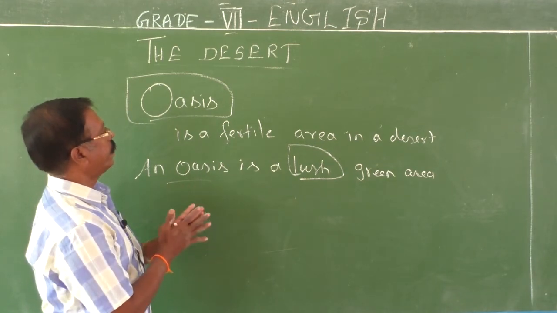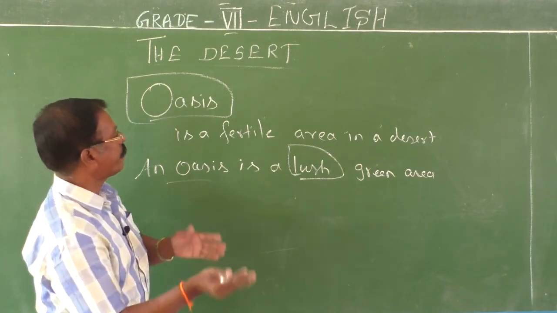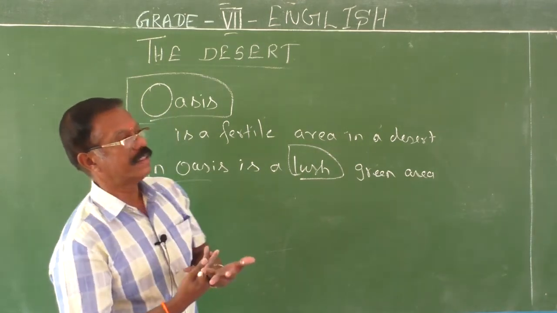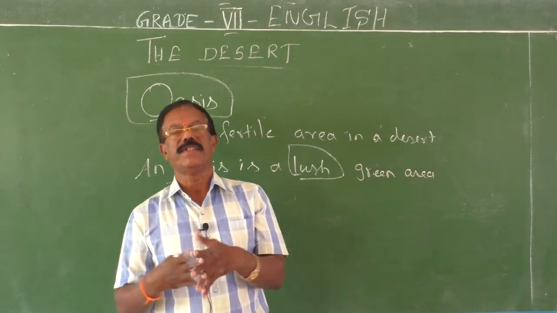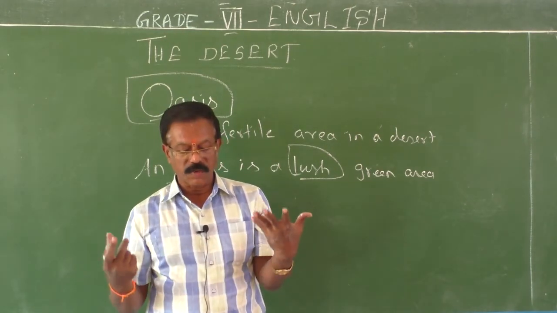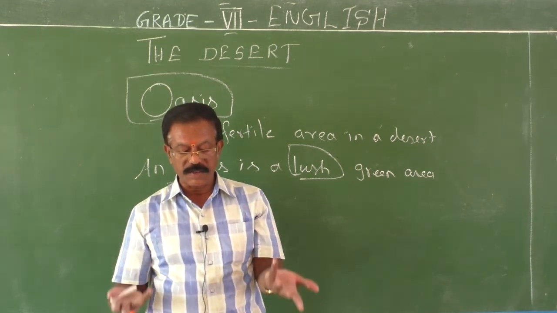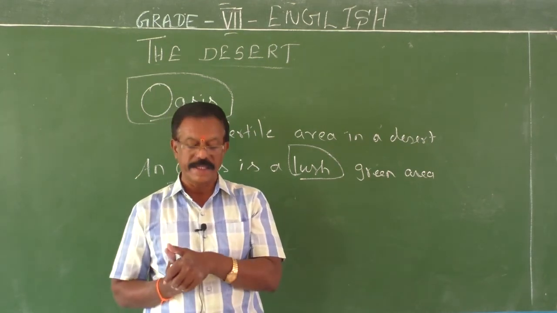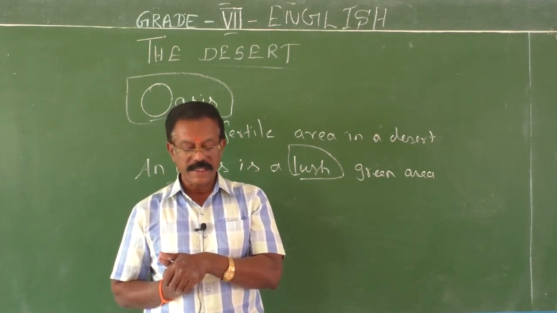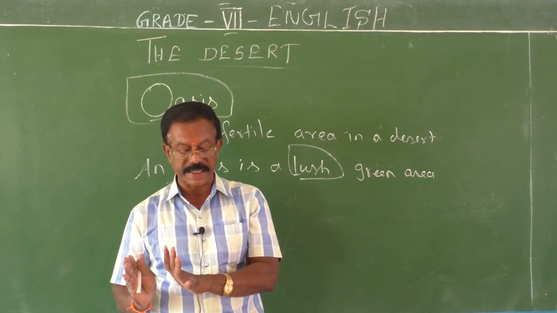It is found in the middle of the desert or in some part of the desert. It is a fertile area in a desert. There you can find natural vegetation, very good plants grow there. They can get water, or they get irrigated. Oases are irrigated by natural springs or other underground water sources. Oasis is a fertile area in a desert.